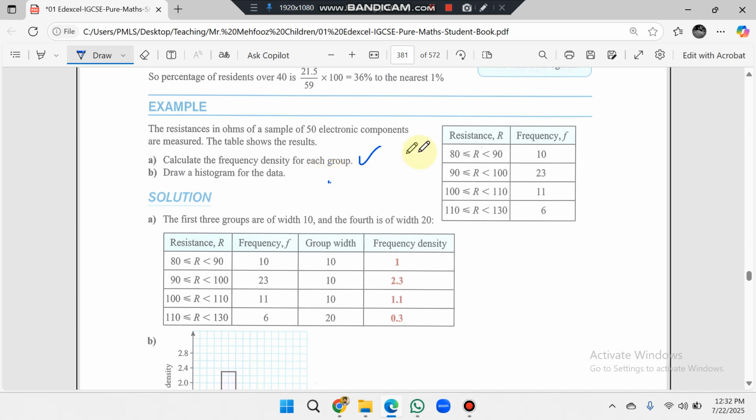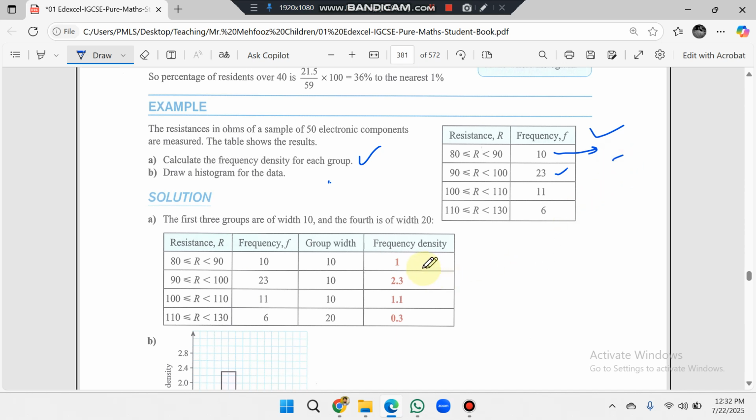So the table is given as 80 to 90 resistance has the resistors. The number of the resistors are 10, and also 90 to 100, the frequency is 23, 100 to 110 the frequency is 11, the 110 to 130 the frequency is 6, right? So this table is given.